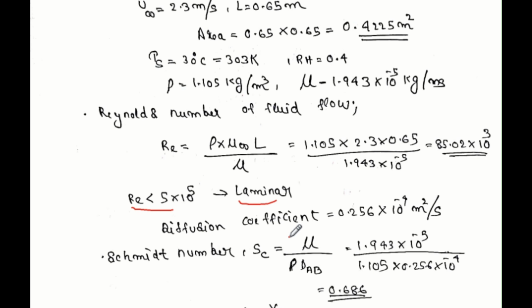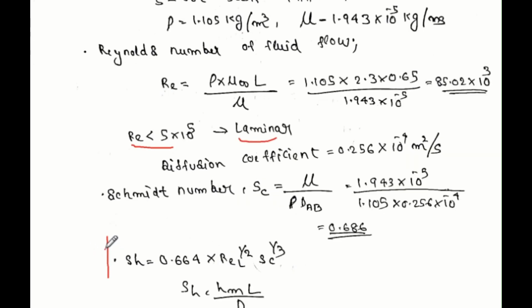Next, the diffusion coefficient is given, that is 0.25 into 10 raised to minus 4 meter square per second. The next term we need to find is the Schmidt number, which is given by the formula mu by rho D. Mu is the dynamic viscosity, rho is the density, and D AB is the diffusion coefficient.